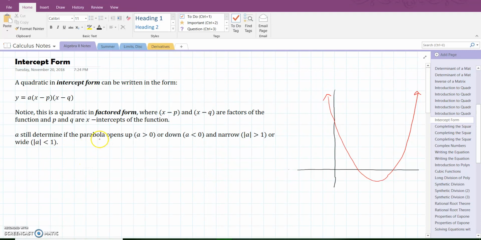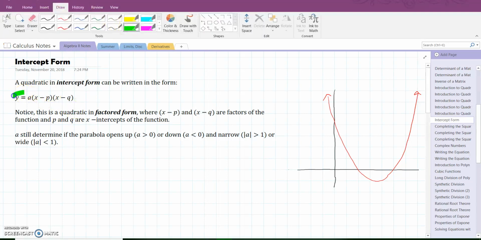This is a video on the third form of a quadratic, intercept form. So for intercept form, like the intro showed you, this is the actual form that we're going to be using. It can be y or f of x equals. So make sure you write down this information for your reference.